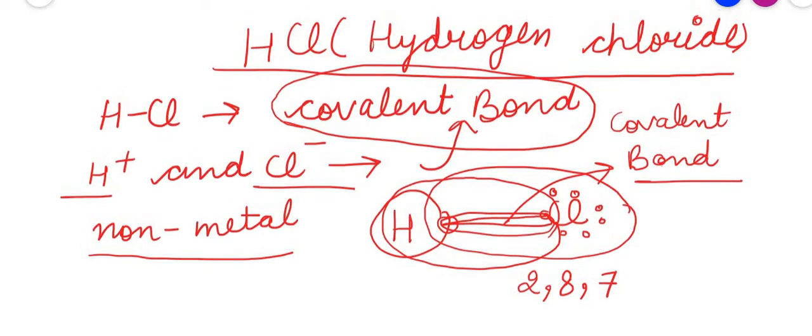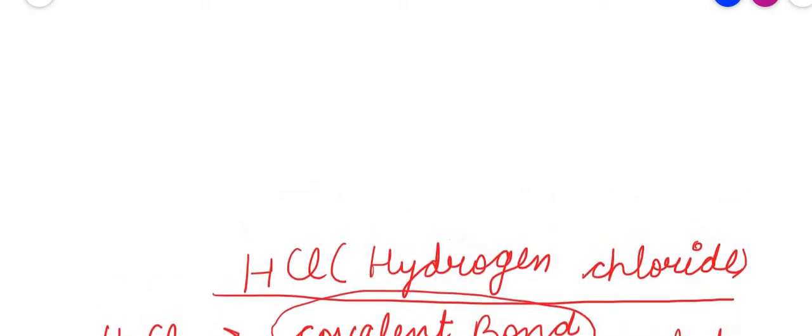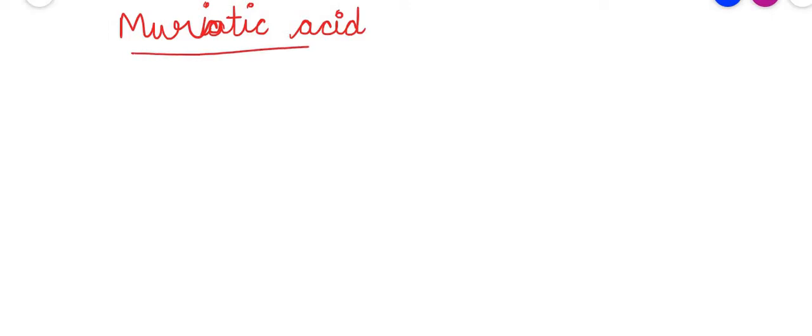Now moving on to some other important information regarding HCl. Another name is also there, and that name is muriatic acid. That is the name given by the scientist Lavoisier to HCl. This HCl is also known as muriatic acid.